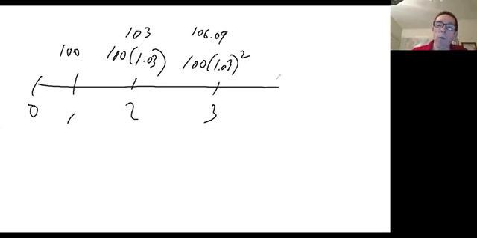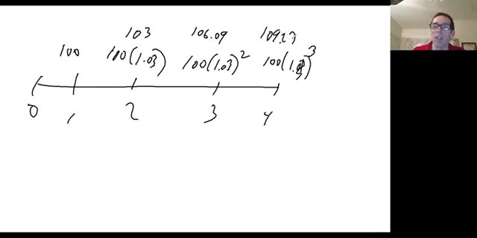Now, at time 4, we're going to get 3% more than we got at time 3. So we're going to get 100 times 1.03 to the third power, which is $109.27. And this is going to go on forever. Okay, so this is going to go on and on forever. Every year, we're going to get 3% more than what we got the prior year.